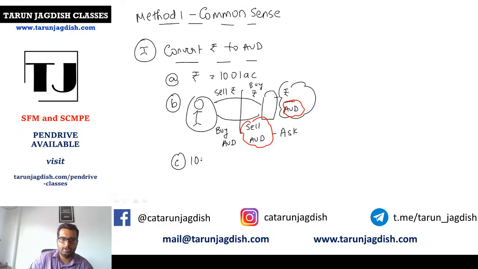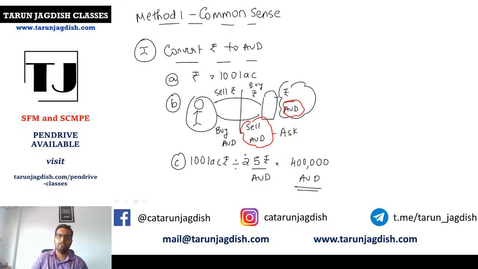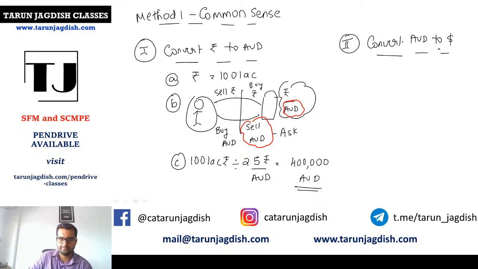Alright. So the formula will be 100 lakh, here it is 25 rupee bar AUD. Am I right? So I will do a divide. Once I do a divide, I will get the answer as 4 lakh AUD. Once I get this, I will go to step number 2 where I will convert AUD to US dollar.